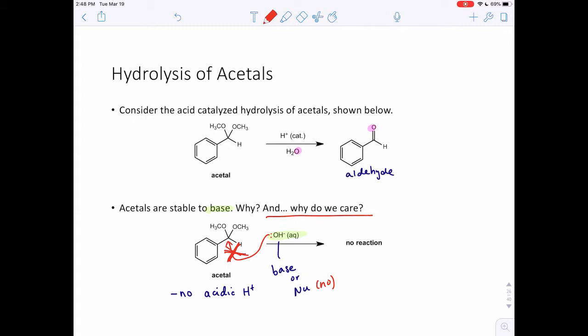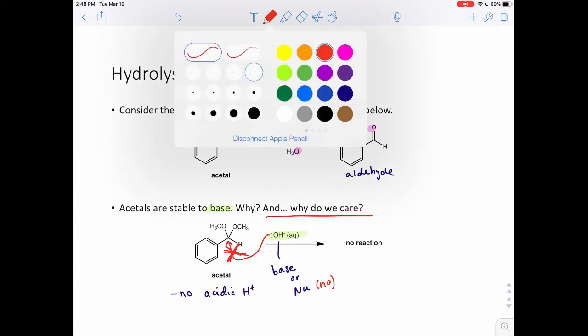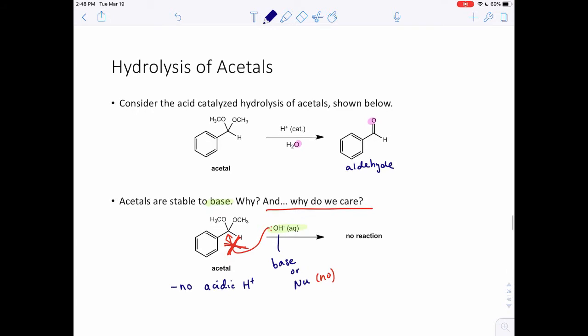Okay, do we care? Yes. If for some reason we needed to treat the rest of the molecule with base or a strong nucleophile, we could do that, and the acetal would not be affected. So we're going to see the consequences of this when we talk about synthesis again.